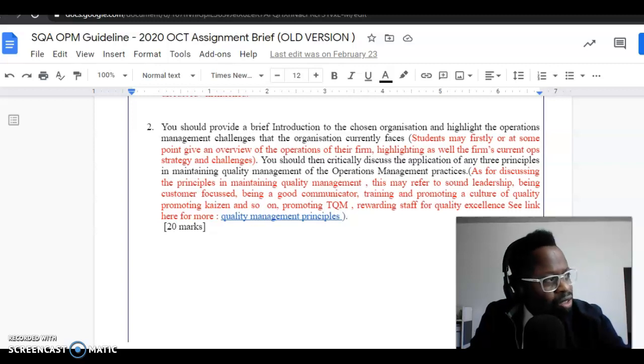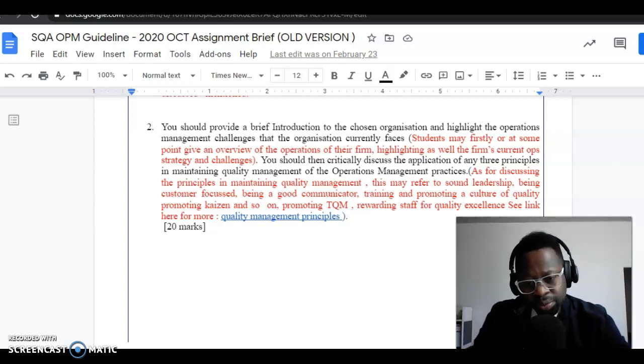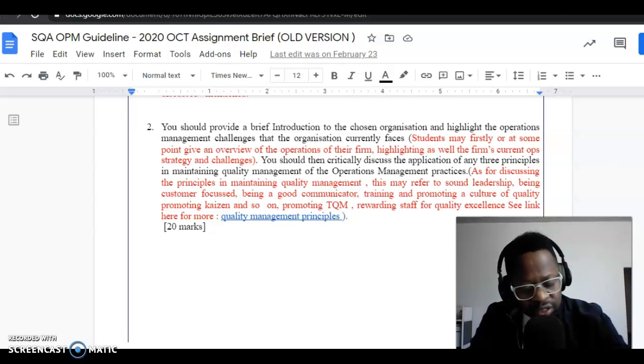So how do we maintain quality management? These are some important principles that could help maintain or sustain quality management within the organization that you would have chosen. Training as well, changing the culture, all of the above, right? And promoting a culture of quality, promoting Kaizen or continuous improvement and so on, right? Also rewarding staff for quality excellence.